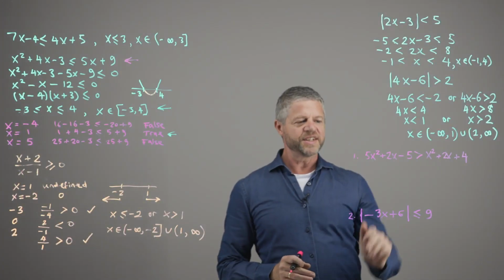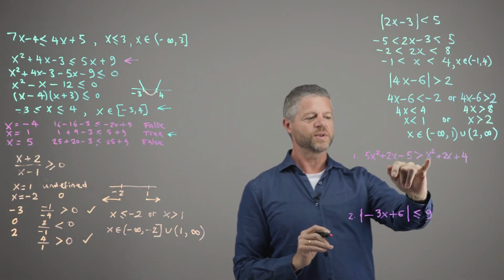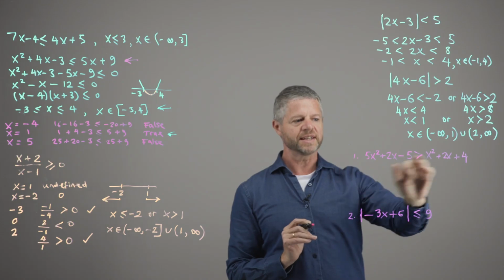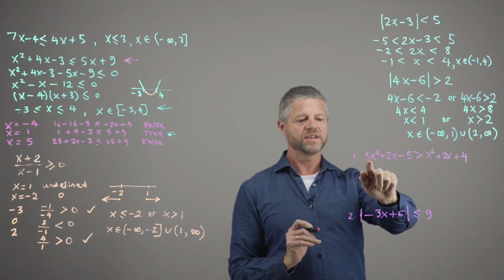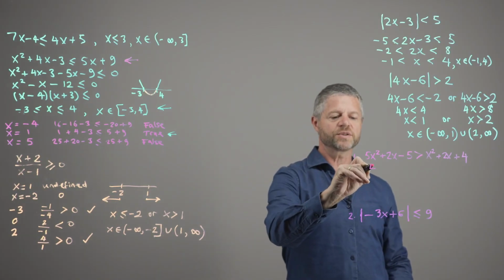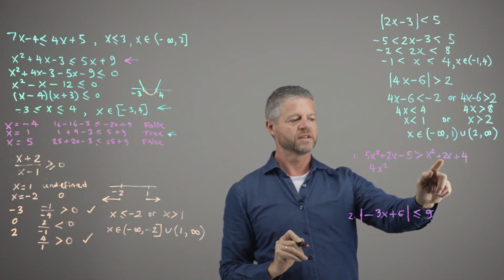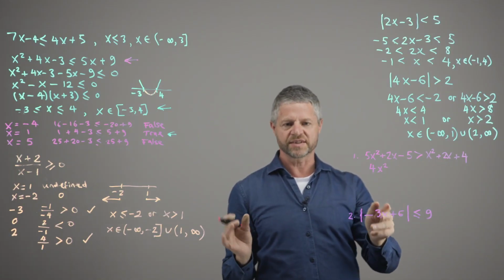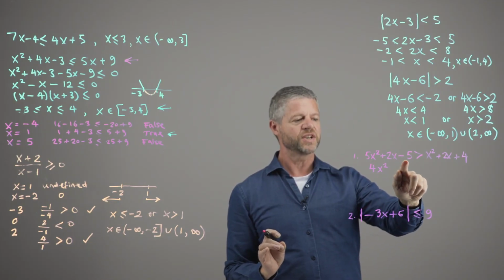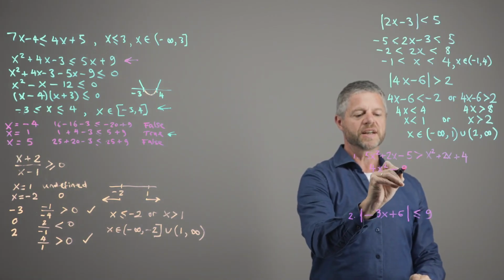Okay, so let's see how you did on the quadratic inequality first. So I want to move all the terms over to one side and leave 0 on the other side. So I'll have 5x squared minus x squared, so I'll have 4x squared. And then I'll have 2x minus 2x, so that the x term actually goes away. And then we'll have minus 5 minus 4, so minus 9.